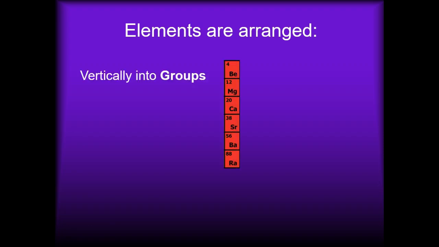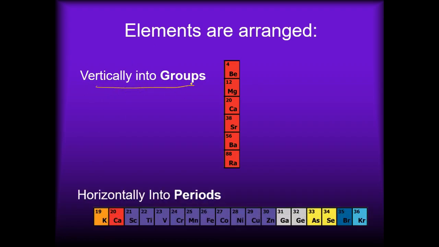So let's get started first. We kind of talked about this already. We have vertical columns called groups. Make sure you're copying this down if you're not sure. Horizontal rows are the periods. We also call those the main energy levels, that's an N. Our groups give us our valence electrons.